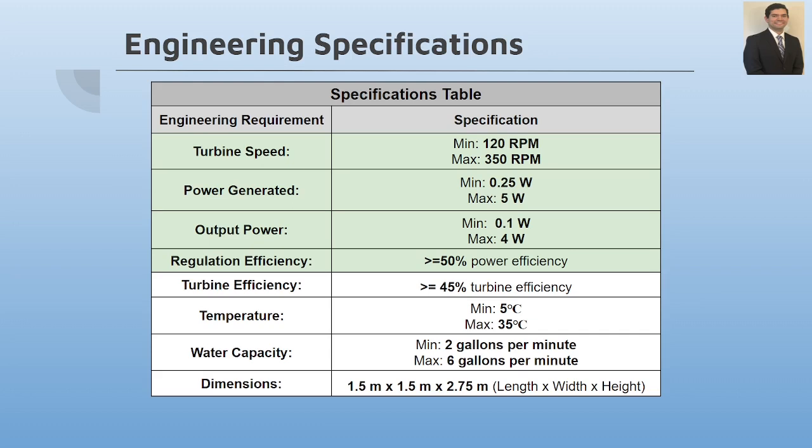We're expecting that the temperature inside of this device will stay in the range between 5 to 35 degrees Celsius, which will keep the water from becoming frozen and the electronic components from getting damaged. We're expecting water flow rates to be between 2 gallons per minute up to 6 gallons per minute. The dimensions of this project are expected to be approximately 1.5 meters by 1.5 meters by 2.75 meters.